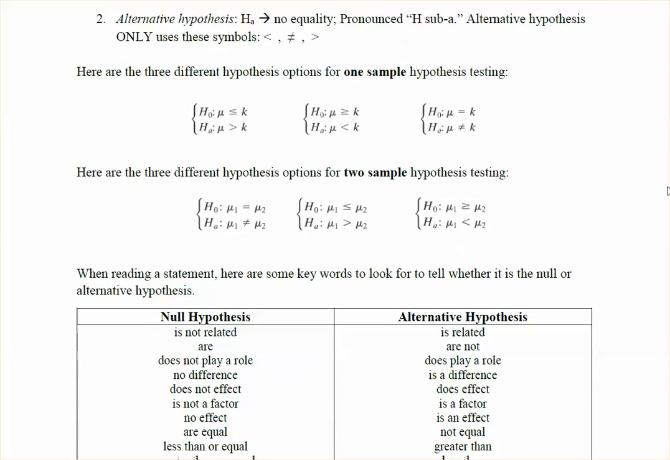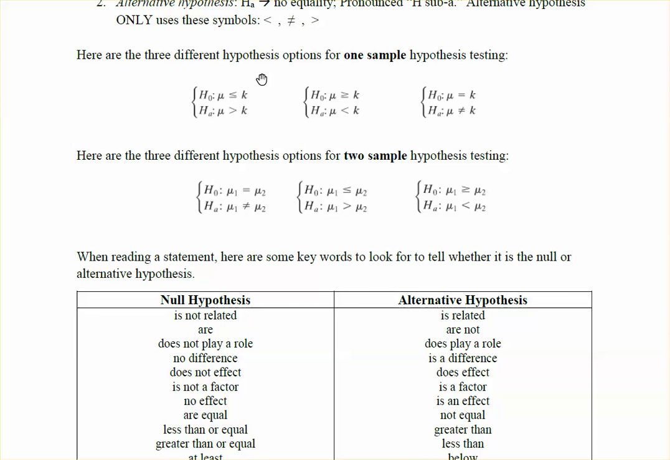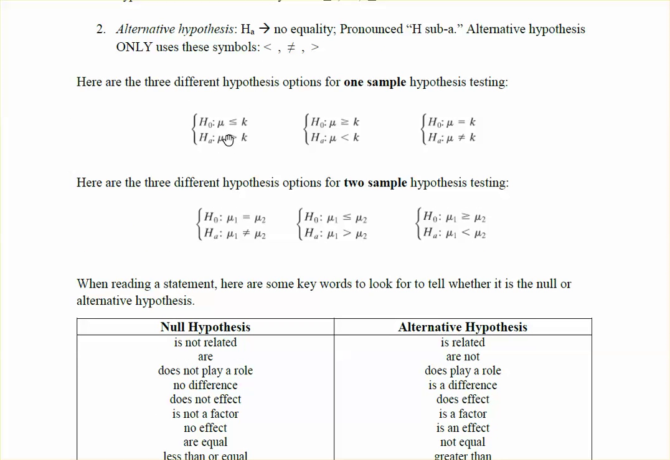So to scroll down a little bit more, here are the three different hypothesis options for one sample hypothesis testing. So you've got mu, which is your mean, is less than or equal to the claim value, and that's your null. And then your alternative, which is kind of the flip side, is your mean is greater than your claim value. So see how these go together? If you've got a less than or equal to hypothesis, that's your claim here, that is your null. Your alternative is going to be the opposite. So see how this is less than or equal, and this one is greater than? These are the opposites of each other.